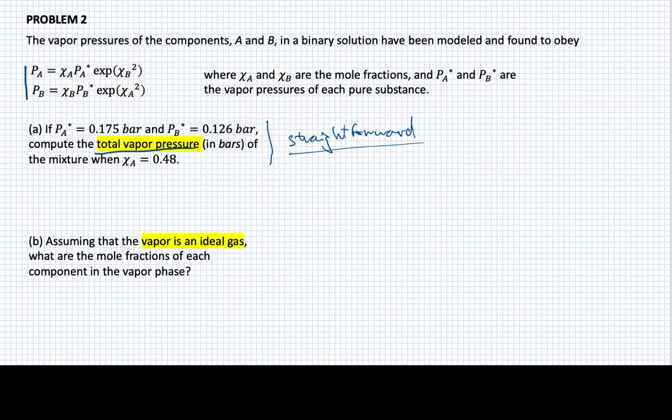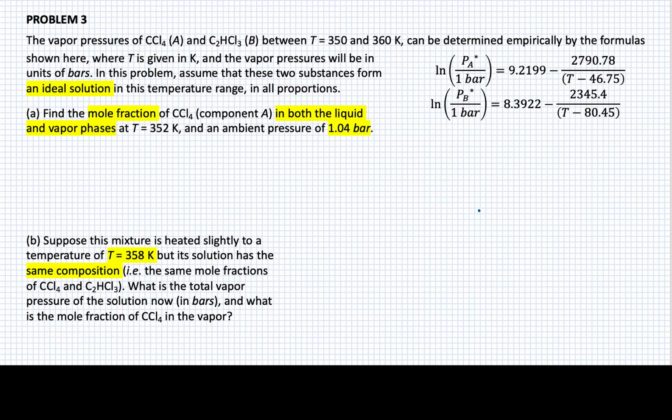All right, in part B, we're now going to assume that this vapor is an ideal gas. So what can we assume from that? Well, I'll give you another hint. Dalton's law of partial pressures should be applicable if it's an ideal gas. So use that, and then you might be able to get the mole fractions of each component in the vapor phase. Okay, moving along to problem number 3.